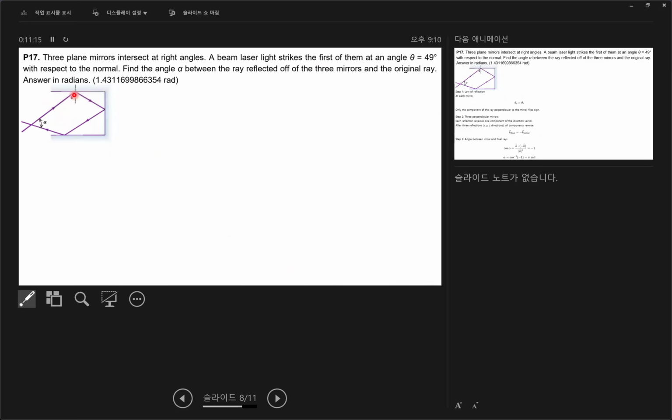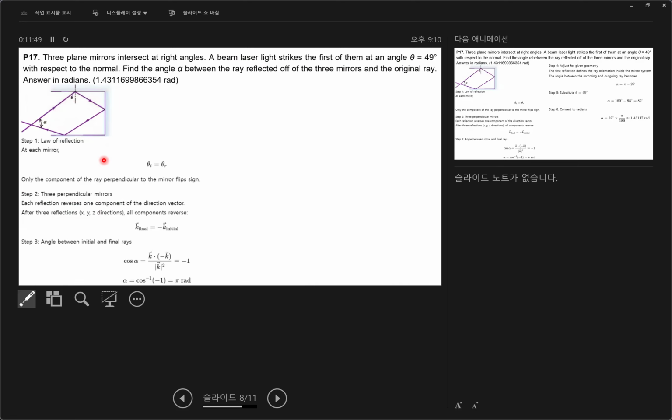Now with 3 plane mirrors rather than 2, we have 1, 2, 3 mirrors. A laser beam strikes the first of them at an angle of a certain number, 49 degrees, and then find the alpha between the ray reflected off and the original ray. This is the alpha. Okay, the original ray, and then it reflects back.